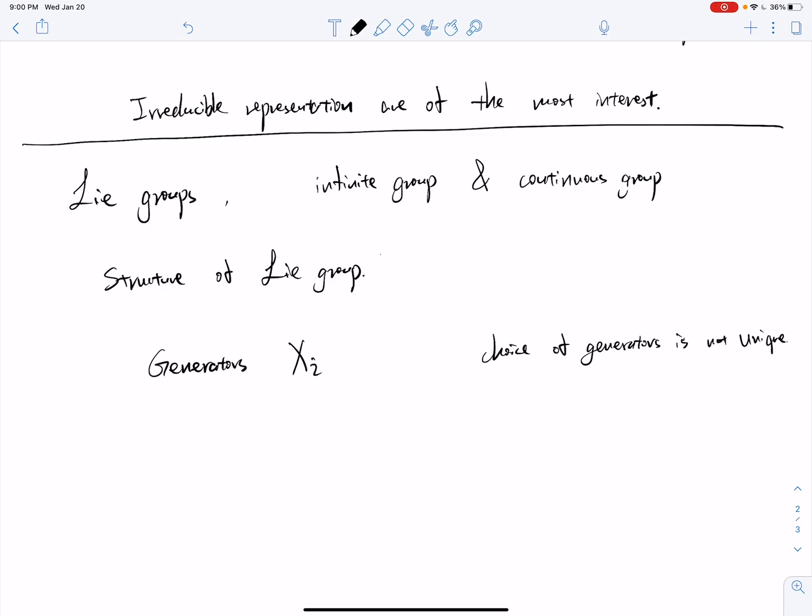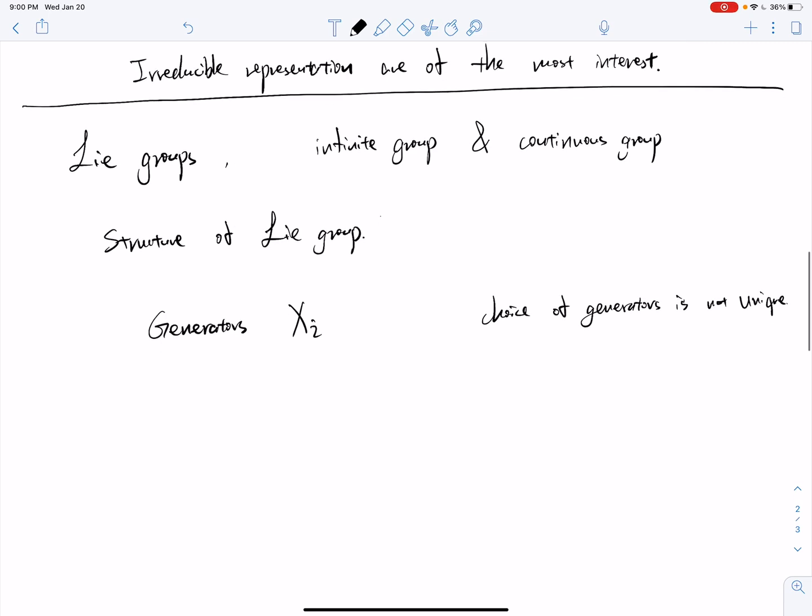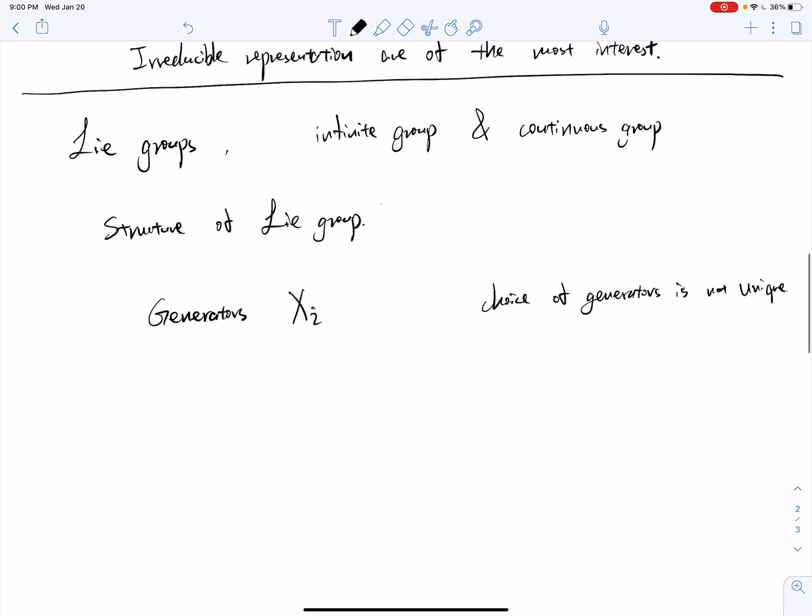Generators actually form a space of themselves. For example, if we choose these xi's, they form a basis in this space, and then you can do a basis transformation to give you your preferred set of generators. This property is going to be very useful when we talk about the representation of the Poincare group.